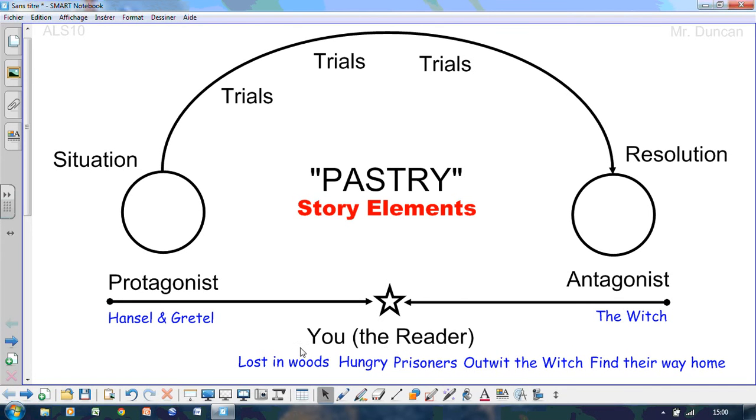So let's have a look here. Now, our situation, our protagonists are lost in the woods. And they face a number of trials being lost in the woods. The first of which is, beyond just being lost, that they're very hungry. They have no food. They probably haven't eaten a regular meal in a long time.